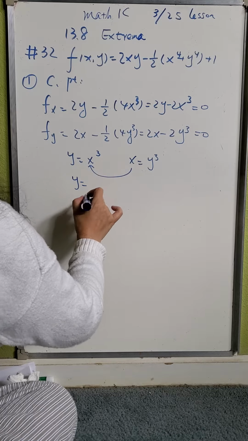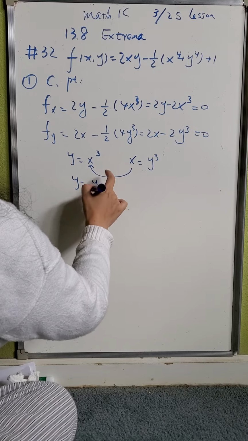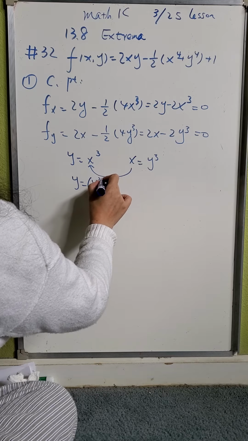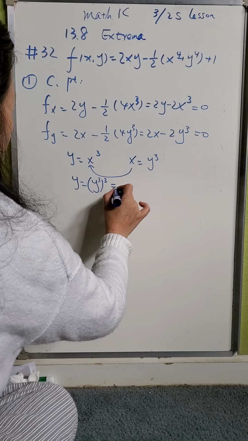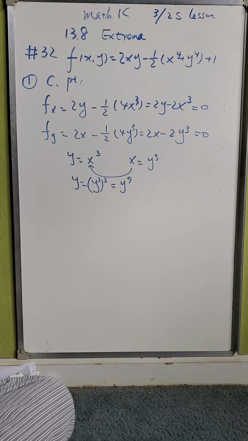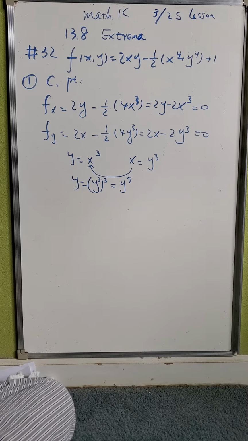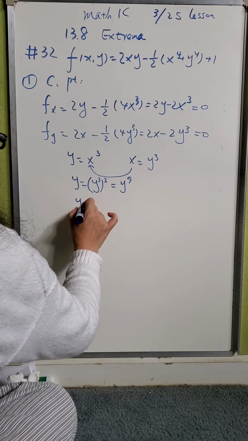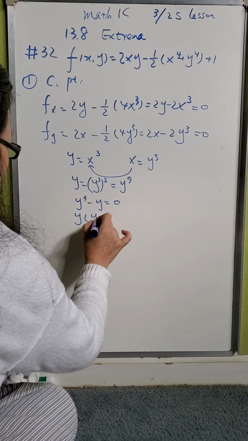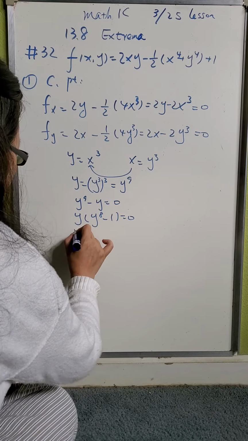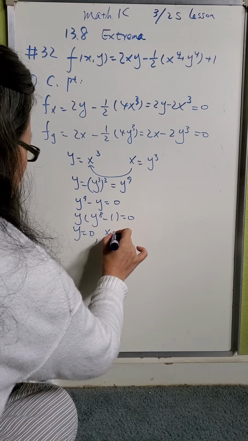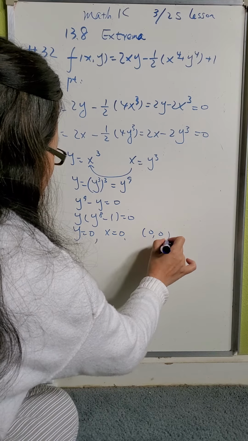So y is equal to y cubed to the cube, okay? So that's equal to y to the 9, all right? And then once you get y equal to y to the 9, we're going to solve this, okay? So y to the 9 minus y equal to 0. Take out the y, y to the 8 minus 1 equal to 0. So y is equal to 0 is the first point. The y equal to 0, then x equal to 0. So you get 0, 0.